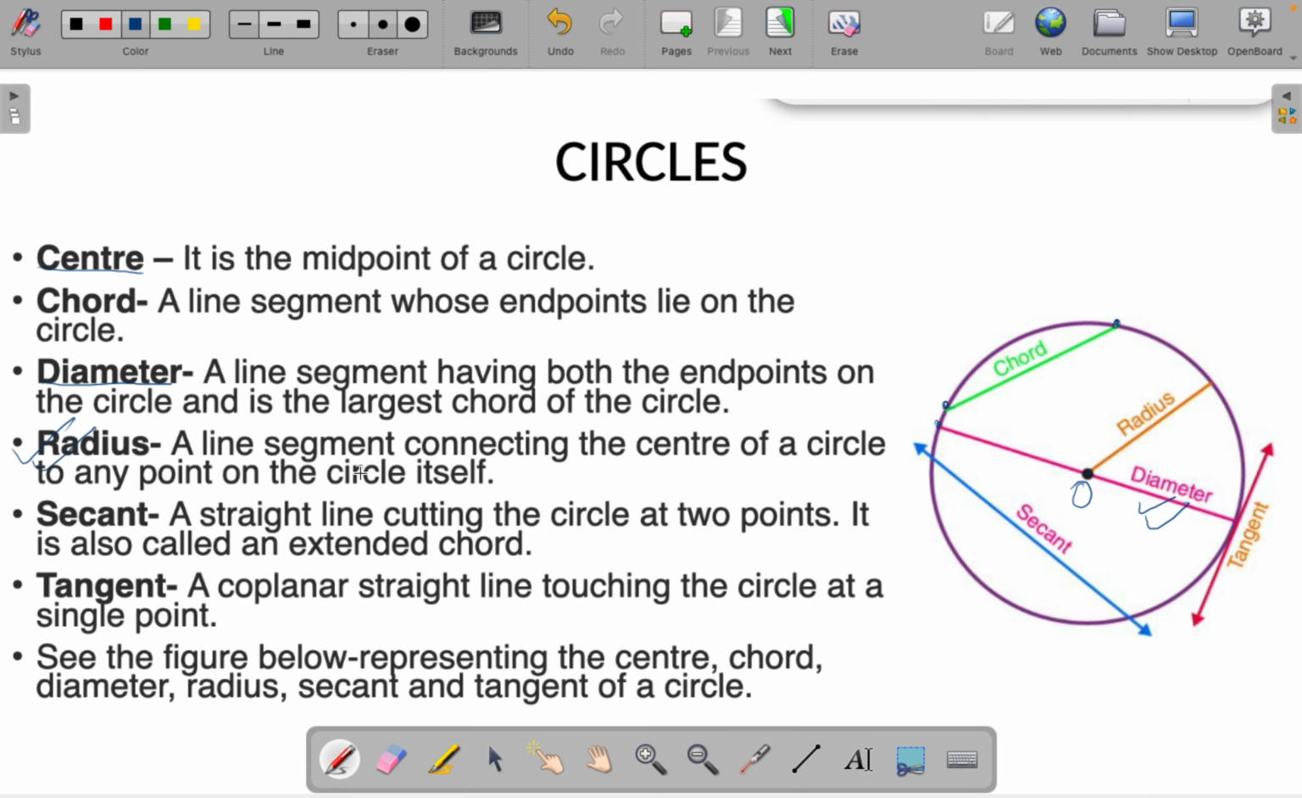Radii. A line segment connecting the center of a circle to any point on the circle itself. From the center, if you draw any line segment till the circumference, it is known as the radii.